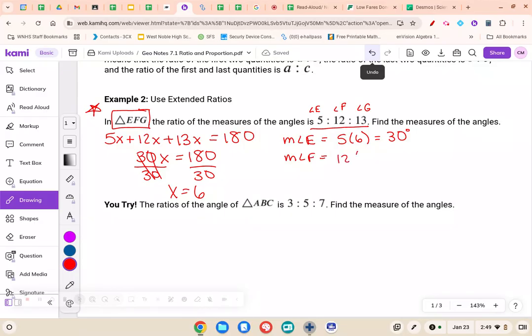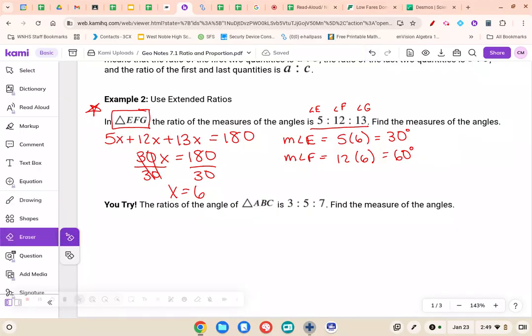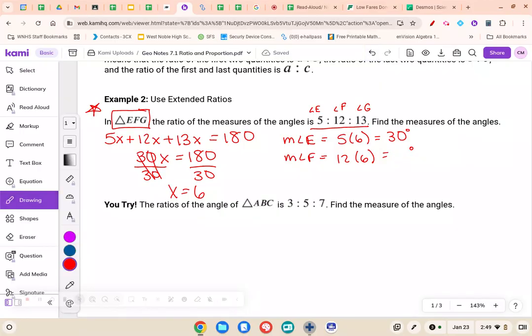Then the measure of angle F, 12 times 6. I get 60. Nope, I don't get 60. My mental math is not good today. I get 72. Then I take the measure of angle G, and I take 13 times 6, which is 78 degrees.